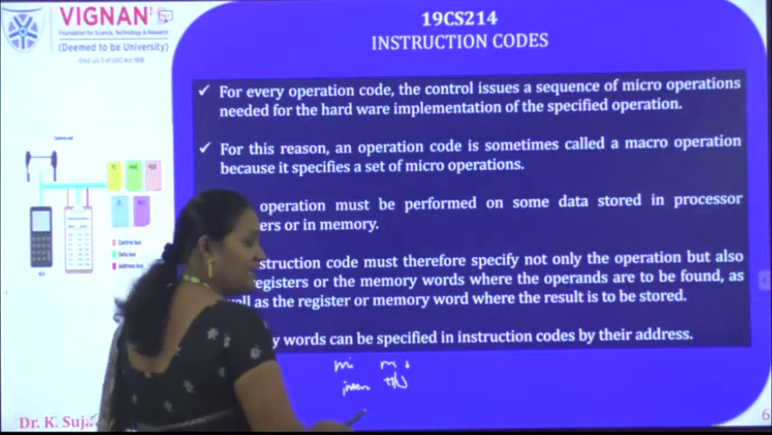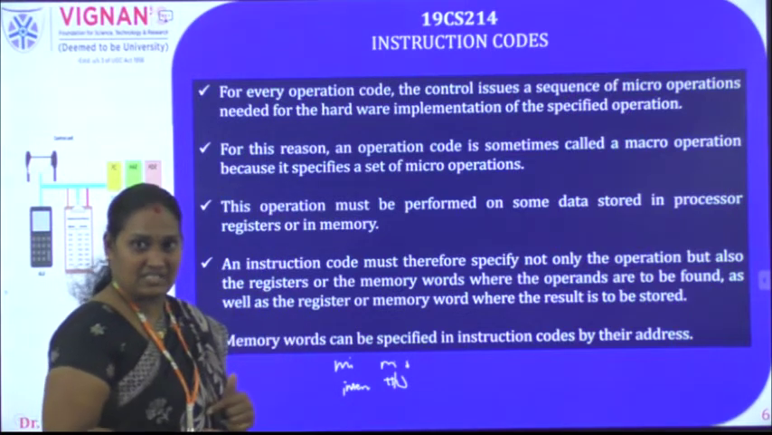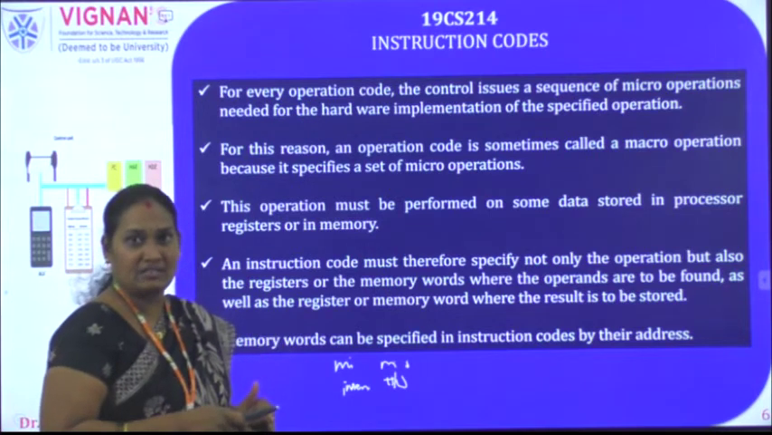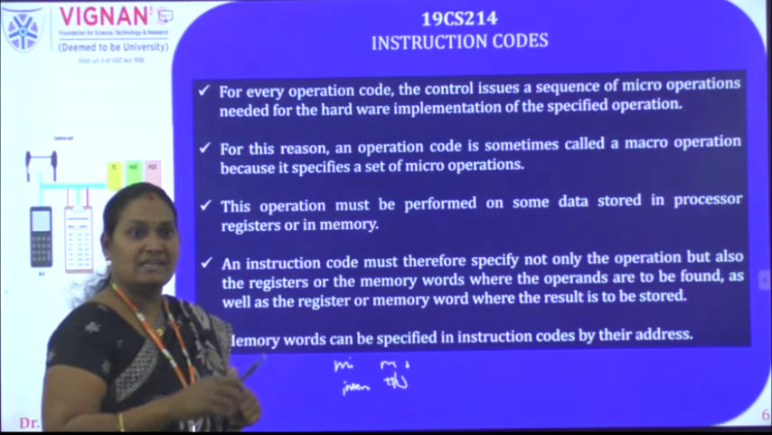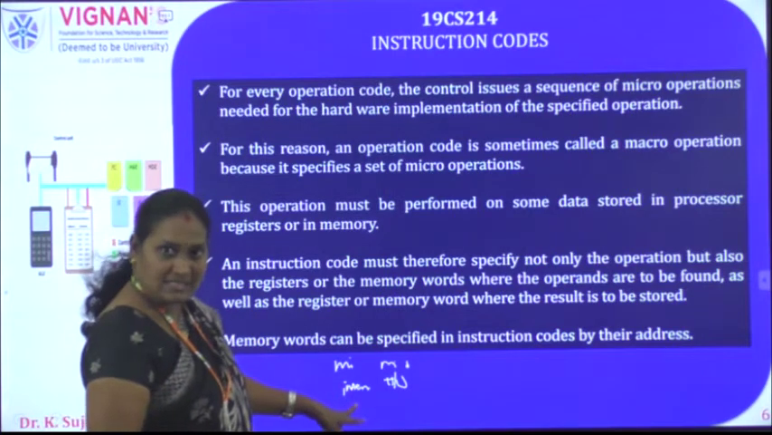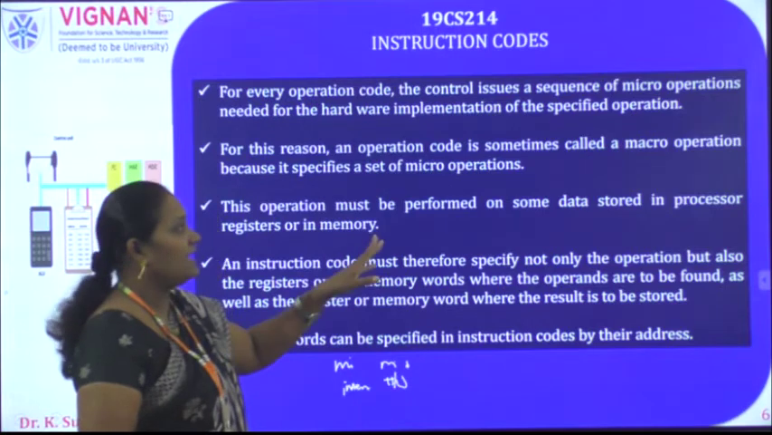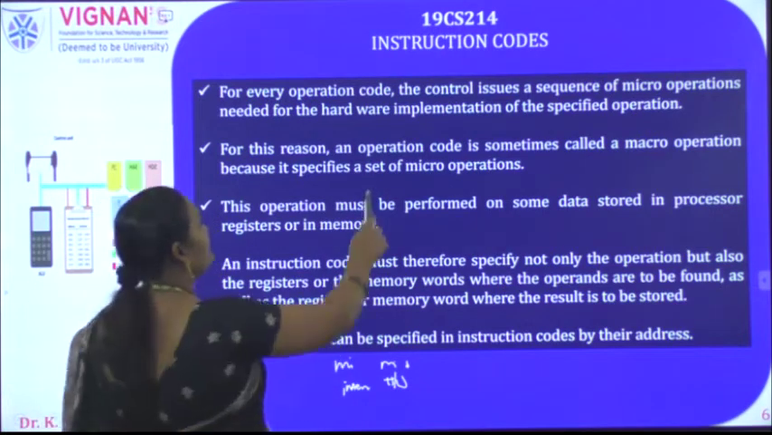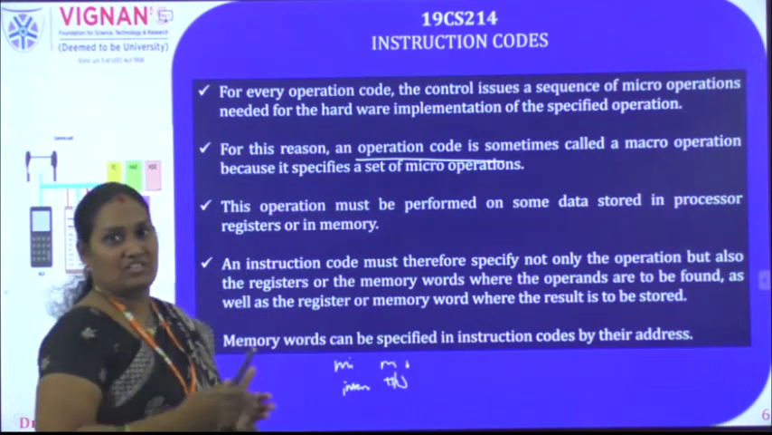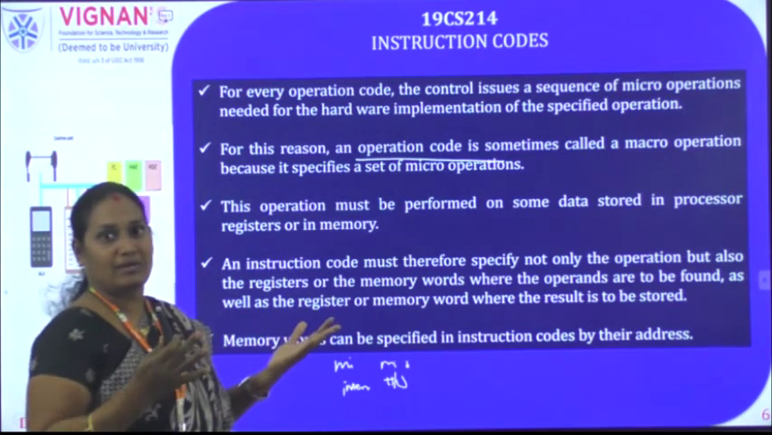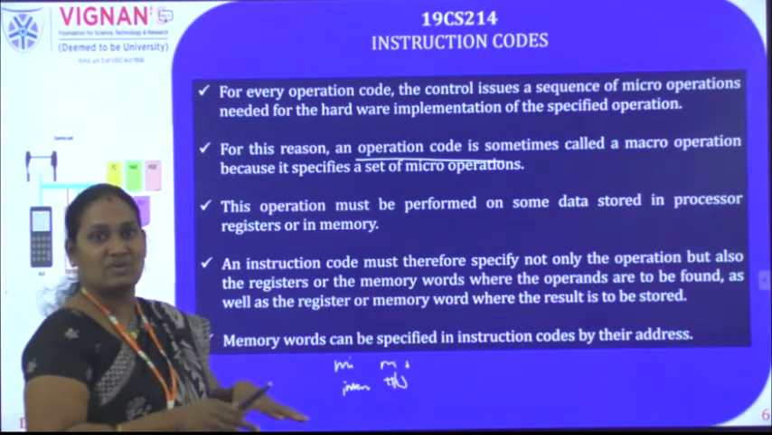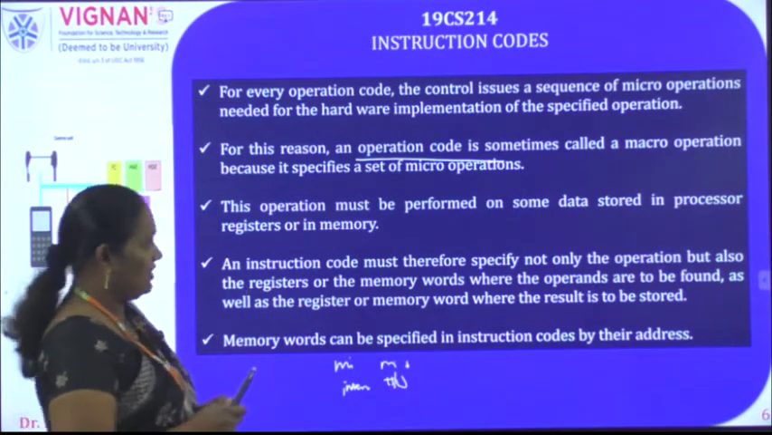Like that, for the execution of an operation code present in an instruction, the control issues a sequence of micro operations related to internal registers, related to hardware and so on. That's why the operation code is called a macro operation. Why are we calling it a macro operation? It contains a set of micro operations.